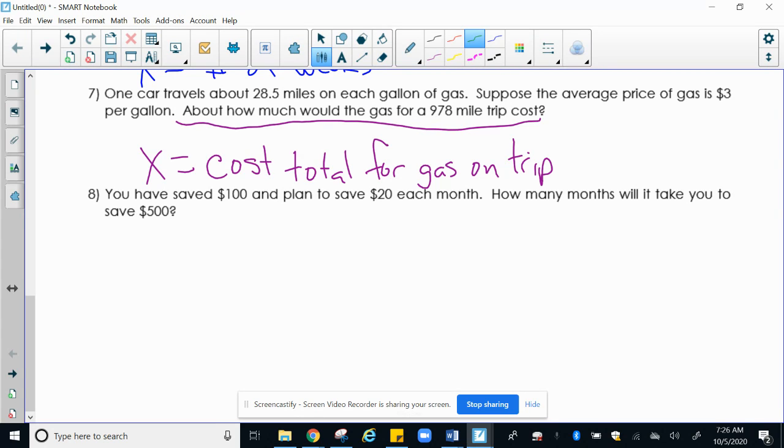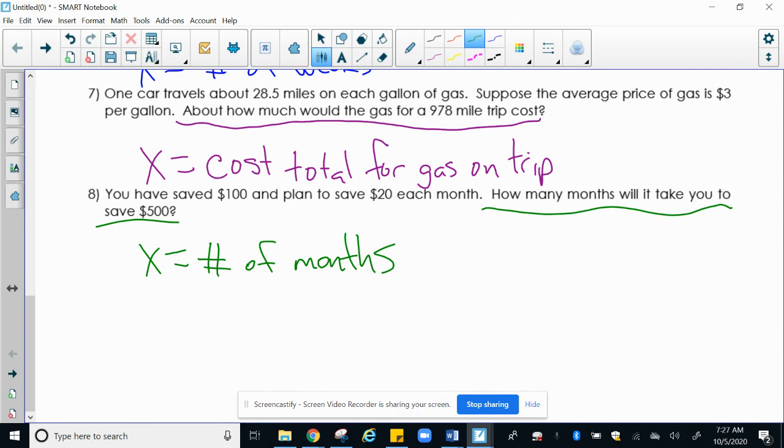Okay, so you have saved $100 and plan to save $20 each month. How many months will it take you to save $500? It's a little more straightforward. X will represent the number of months. You could be more specific and say number of months of saving, but it means the same thing to say X equals the number of months. Okay, so that's defining the variable.